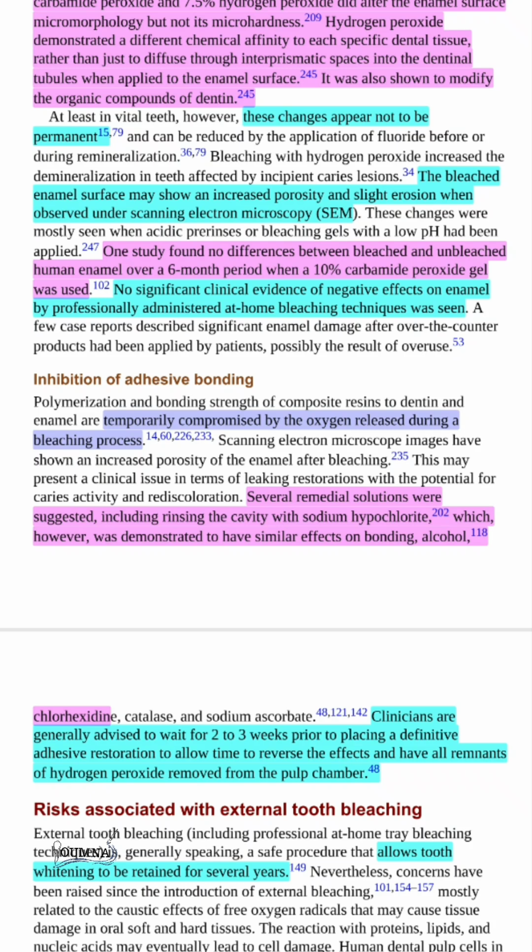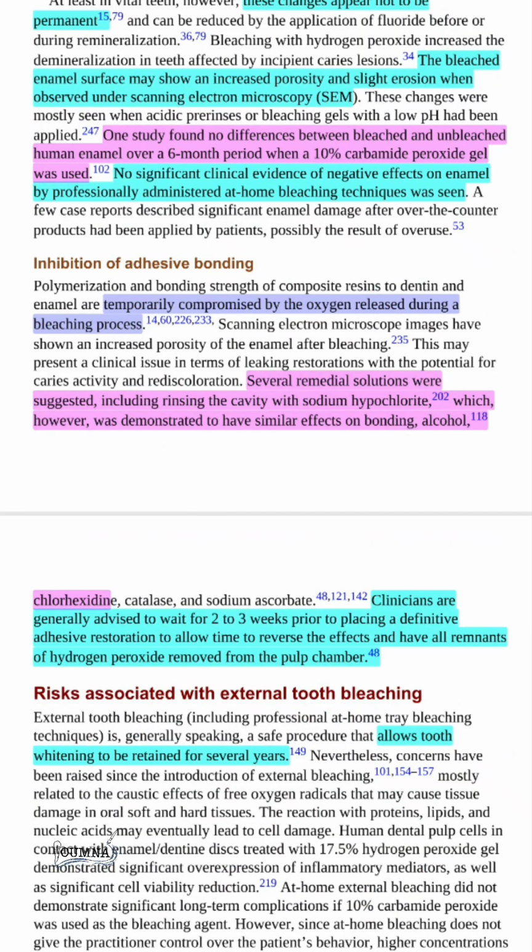When viewed under the microscope, we see that there is increased porosity with slight erosion. But overall, it is not considered a change that will cause significant damage or a change to the enamel or dentin structure. So there is no significant clinical evidence of negative effects on enamel by using the bleaching techniques that we have seen.